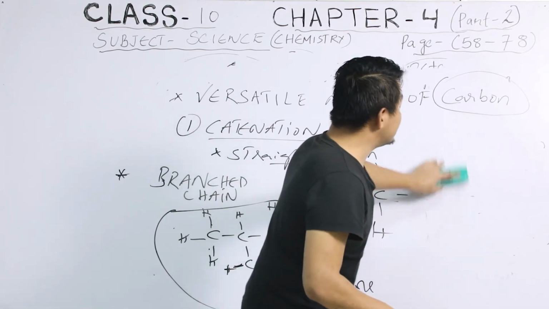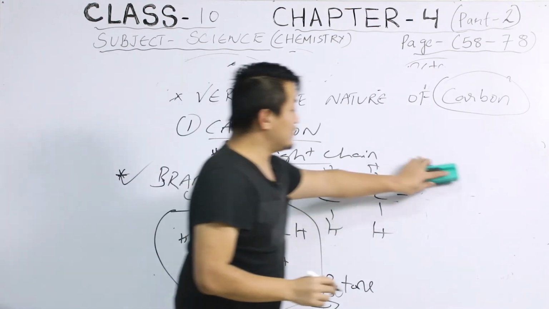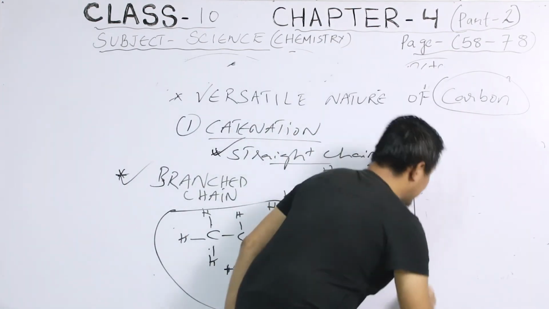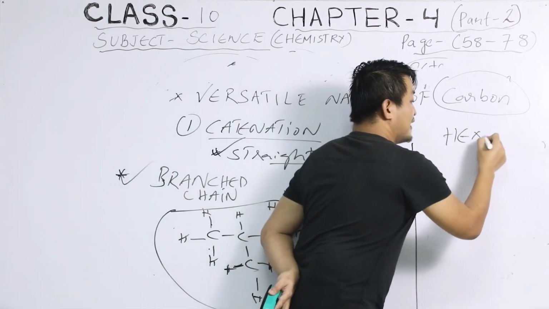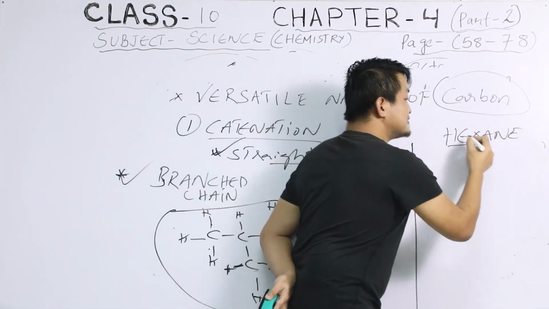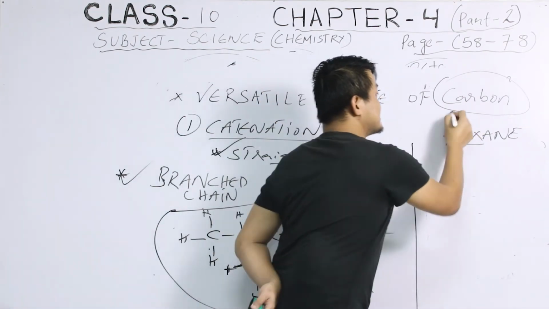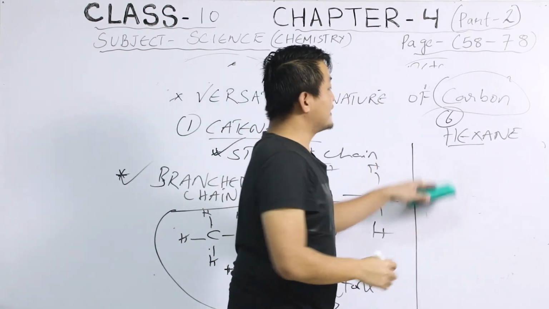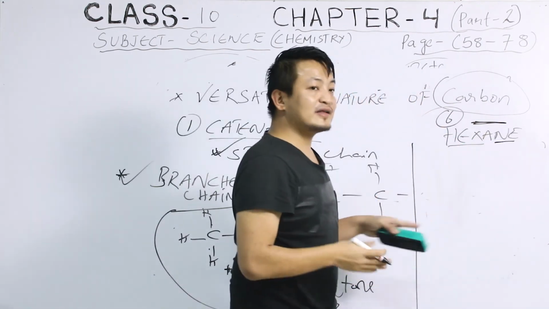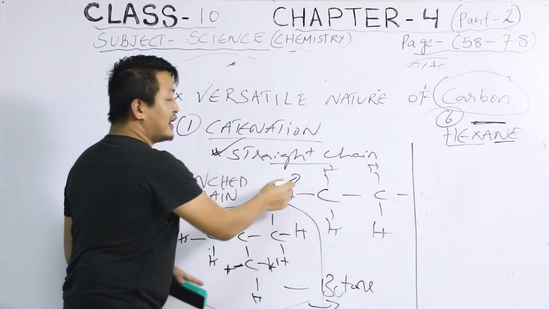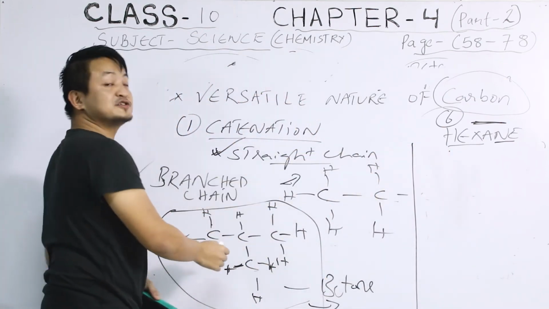Now under the catenation, we have discussed straight chain and branch chain, right? Now there is another structure, let's say hexane. Hexane means 6 carbon, right? Hex means 6, as you have already studied in maths. And ane means alkane, that's a single bond. So I can write this in this way as well. I can show this in a straight chain, or I can show this hexane in a branch way as well.